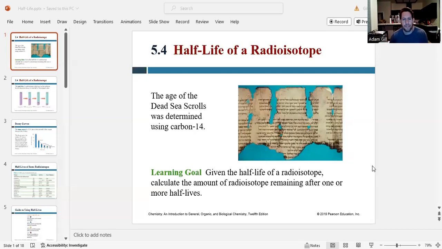Hi, everyone. So this lecture is going to be about half-lives of a radioisotope. And we'll talk more about what a half-life is, but half-lives are important for several reasons.